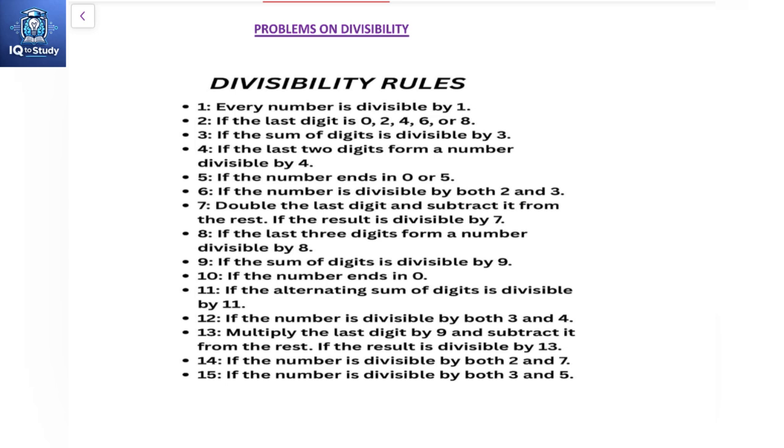For 12, if the number is divisible by both 3 and 4. For 13, multiply the last digit by 9 and subtract it from the rest; if the result is divisible by 13. For 14, if the number is divisible by both 2 and 7. For 15, if the number is divisible by both 3 and 5. Let's check into the problems.